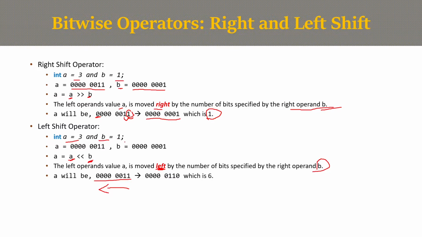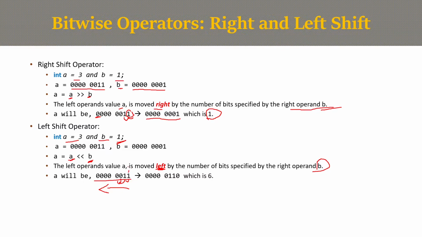Here the number of bits specified by B is 1, right? So this bit will move to the left by 1 position. This one will come to this second bit position. Again, this second bit will move to the third bit, this third bit will move to the fourth bit, and so on. So the first bit position is now empty, and in this first bit position it will be replaced by a 0.